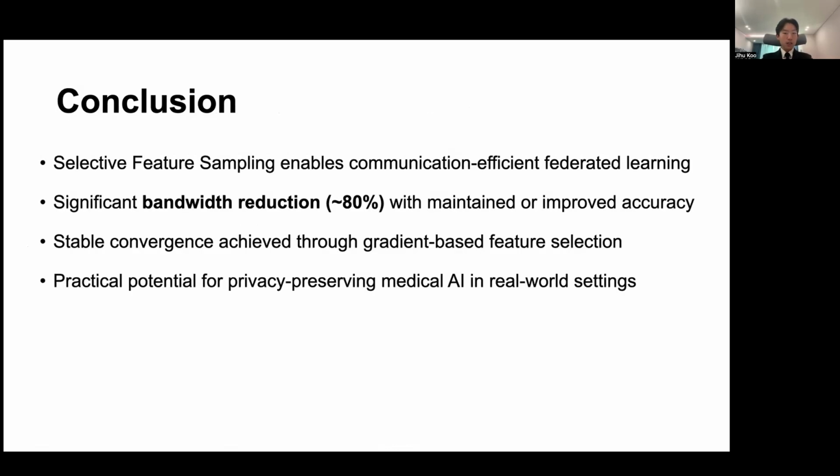Now, to conclude, this work introduces a simple but powerful idea called selective feature sampling, which enables communication-efficient and privacy-preserving federated learning. We achieved large bandwidth reductions, improved accuracy, and stable convergence with gradient-based sampling. These results show strong potential for real-world medical AI applications where data sharing is largely restricted.